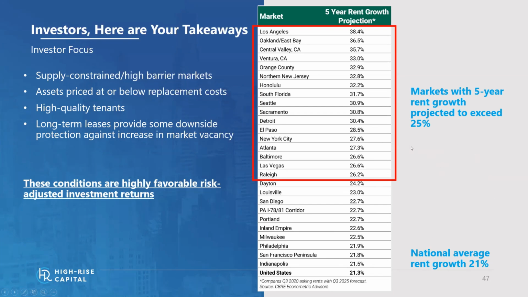So there's a lot of markets out there that are going to do fairly well. But again, investors have to look at property specific assets and really do their due diligence. But as a whole, even with how this market has performed over the last 10 years, there's still potentially a lot more room to grow. And so these conditions are highly favorable for risk-adjusted investment returns.